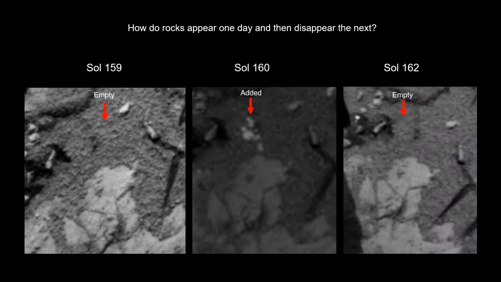This series of images was taken from a location nicknamed Snake River by NASA. Curiosity explored this area for 2 weeks. The 3 images show the same exact location. In the first image on Sol 159, the area indicated is empty. The next day, a group of rocks appear in that same location. And then they are gone again the next time Curiosity takes this image 2 days later.